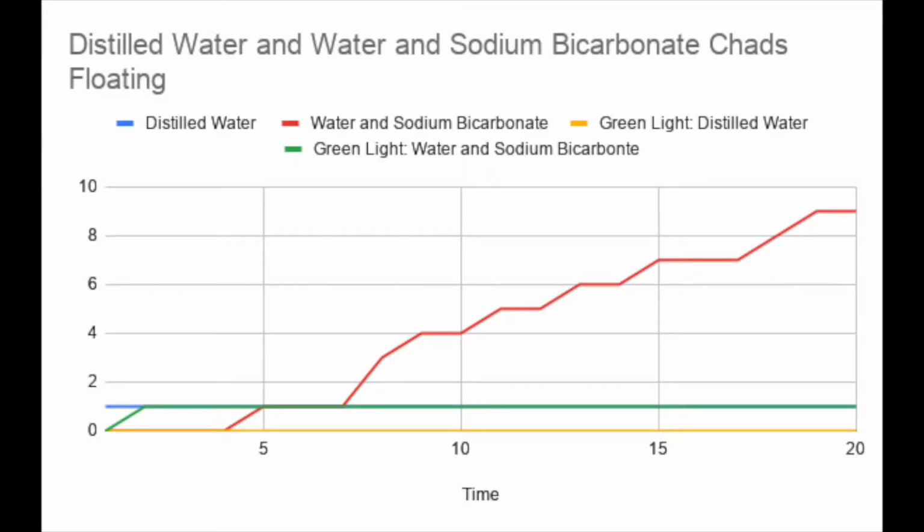The first group we compared data with was a group that utilized a green light versus the incandescent lamp, which we utilized. The green light caused 0 chads to float within the distilled water. Meanwhile, the incandescent light allowed for 1 chad to float in our distilled water solution. Also, this group found that in the green light, only 1 chad floated in the sodium bicarbonate versus 9 of ours that floated by the end of our experiment.